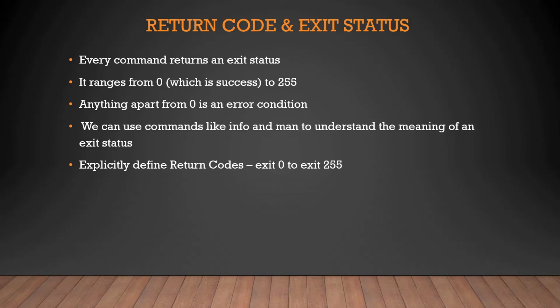You can explicitly define return codes, exit 0 to exit 255. In your program, you can write exit 0, and the program is going to exit with a successful status, or you can write exit 1, exit 2 or something. You can explicitly give it in your own script. You can use exit anywhere in the shell script, and we are going to use it in our programs today, and we are going to put all those scripts in GitHub. You can clone them from there, or you can write them from your end.